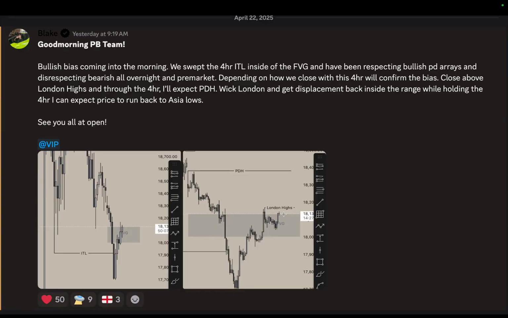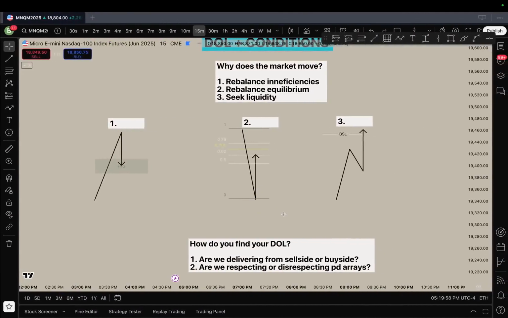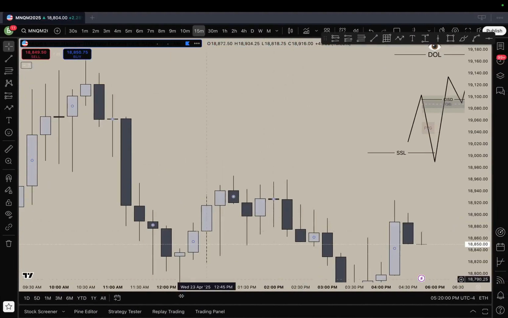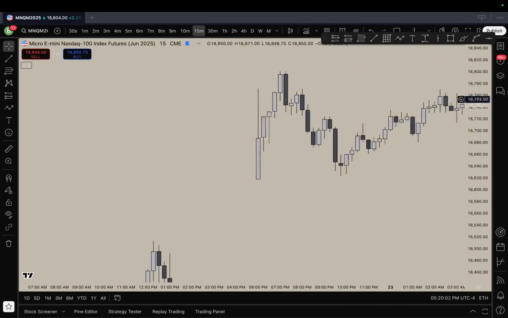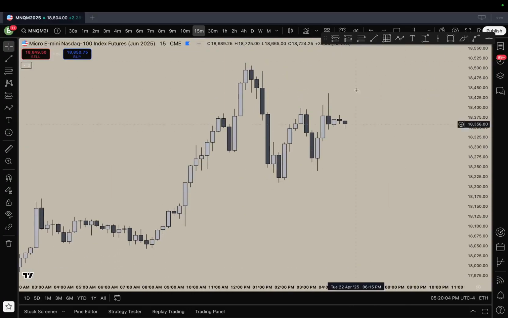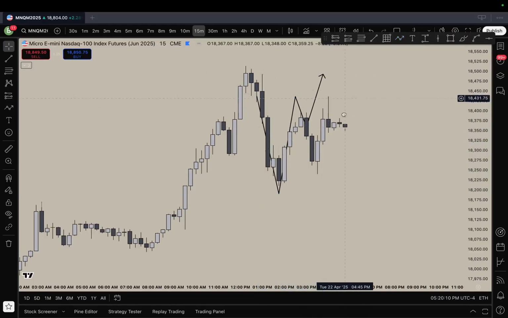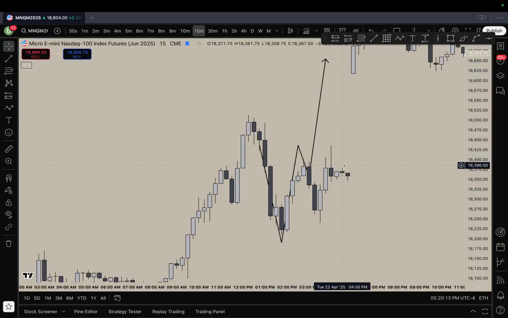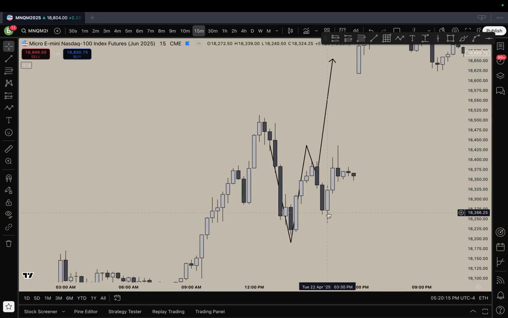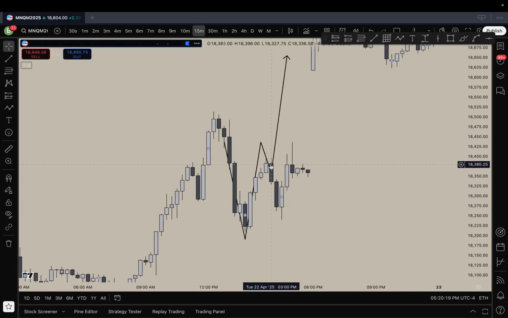But then when I'm going then into my lower time frame, I'm looking for this exact model, you could say, on the lower time frame, right? So I'll be looking for price to then be delivering from sell side liquidity and then be disrespecting bearish PD arrays if I want to get that long. And then kind of aligning your higher time frame with your lower time frame, you'll then get your A+ setup, right? Does that make sense, guys?